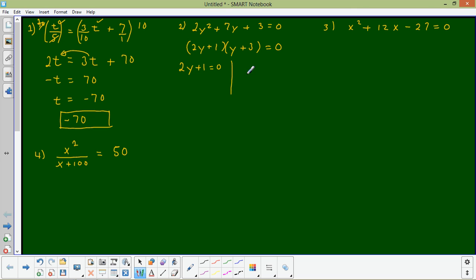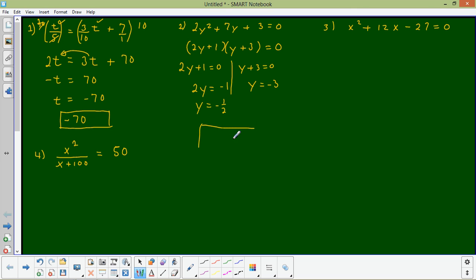So we have 2y plus 1 equals 0, and we have y plus 3 equals 0. This gives us a solution of y equals negative 3, and this yields a solution of, first of all, 2y equals negative 1, and finally y equals negative 1 half.